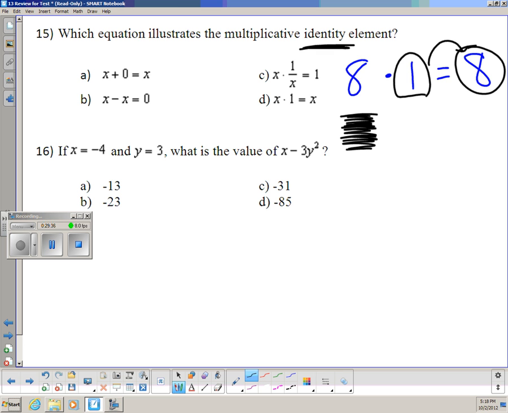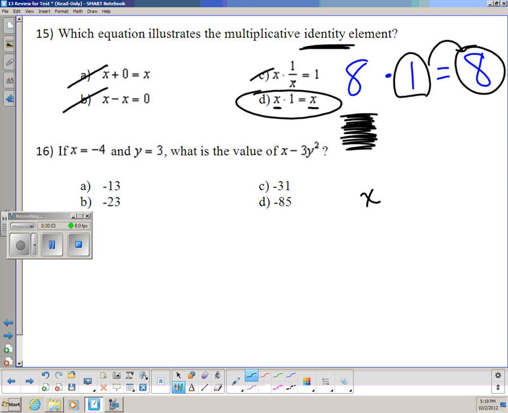So I have to look at where I'm multiplying by 1. A and B, I am not multiplying. They are nonsense. C, I'm not multiplying by 1. I'm multiplying by 1 over x. That's not the answer. D is I'm multiplying x by 1 and I'm getting x. This multiplication reveals the identity of the mystery value or variable. That's choice D.